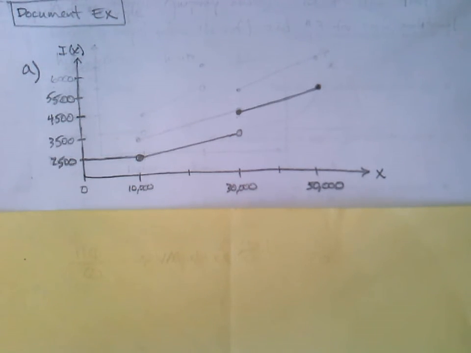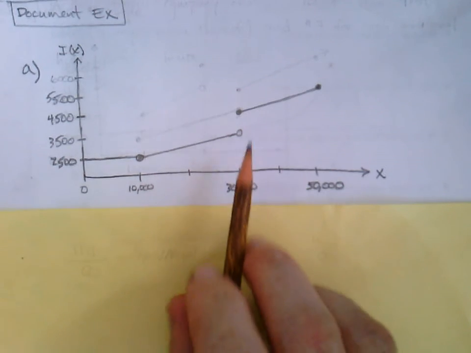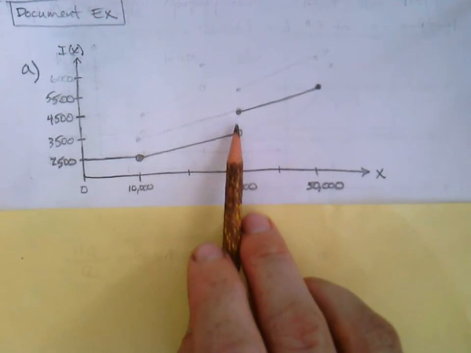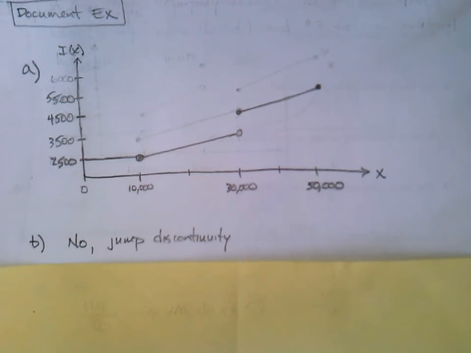Okay, let's take a look at part B. So part B says, is I of x continuous at x equals 30,000? Is it continuous at 30,000? No. What's going on there? There's a jump discontinuity. So that is definitely not continuous. You get that bonus. Boom.